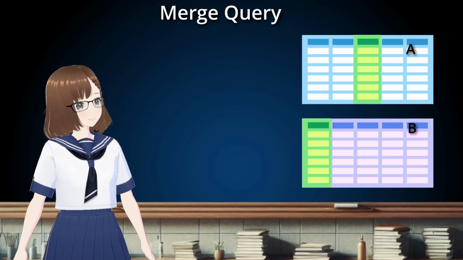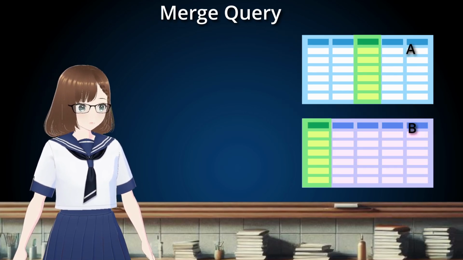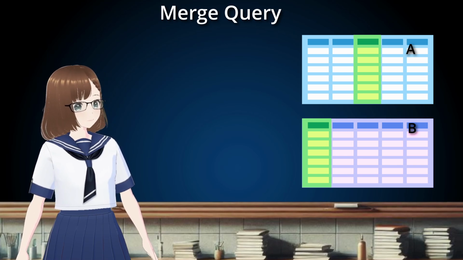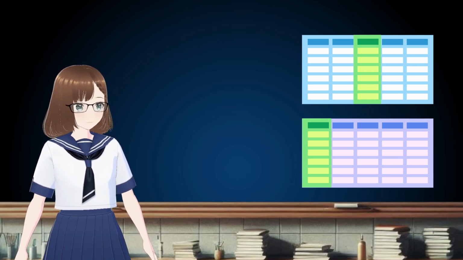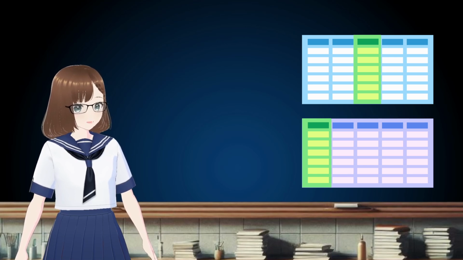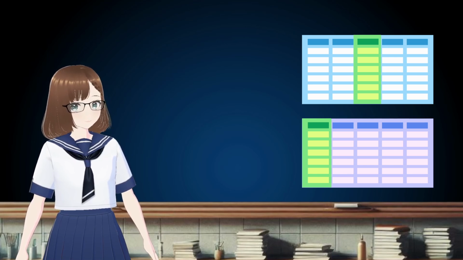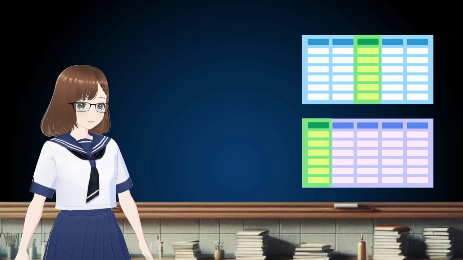Merge Query, used when you want to combine 2 or more tables horizontally by columns. Example, suppose you have Table A and Table B, both containing a common key, Customer ID. By using the Merge Query function, you can add columns from Table B to Table A based on the shared key. This is similar to Excel's VLOOKUP or XLOOKUP functions, but offers more flexibility and efficiency.